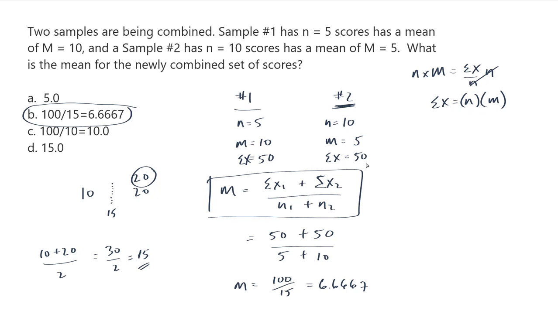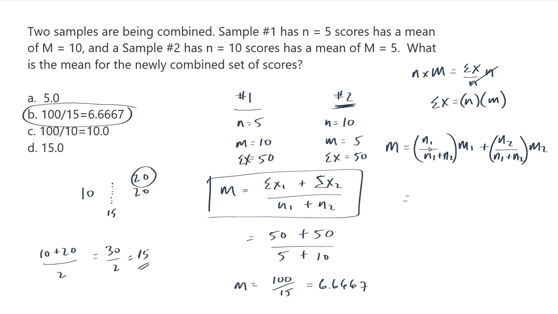But there is another method. They give an example of it in the textbook, but they don't actually show the formula. Now, the formula would look like this. It's your first sample size over n1 plus n2, the total sample size. This is multiplied by my first mean. Then I've got my second sample size over, again, the total size of both samples taken together, times M2.